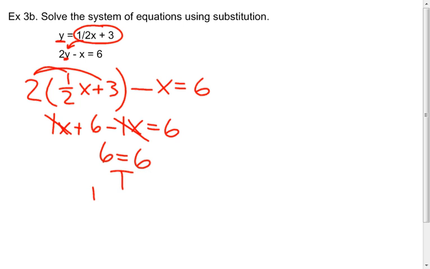So my answer, infinitely many solutions. That's how you get the special case ones in this section. The variables cancel and you get something that's true, infinitely many. The variables cancel and you get something left that's false, no solution.